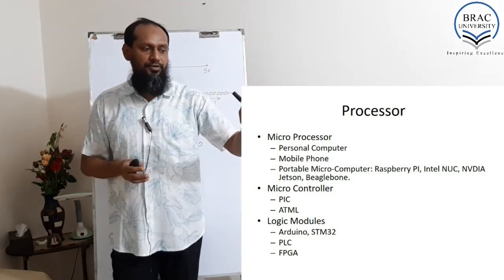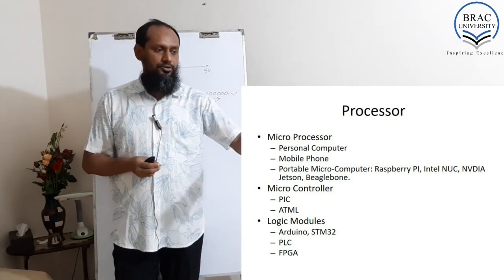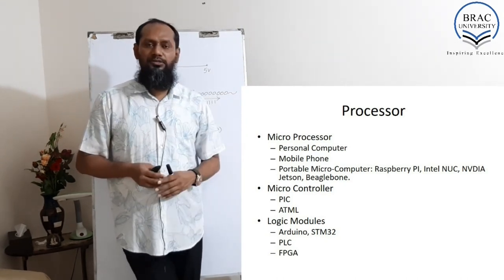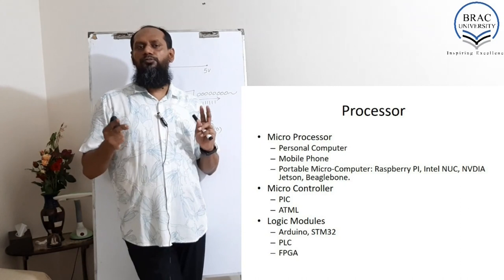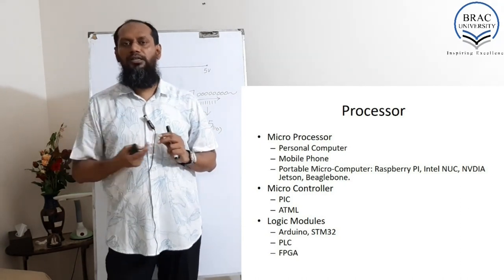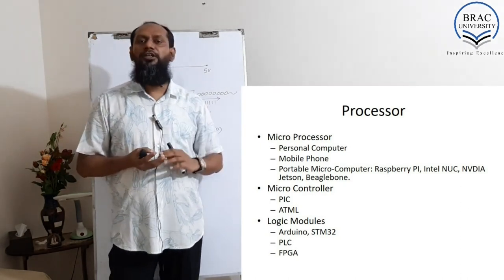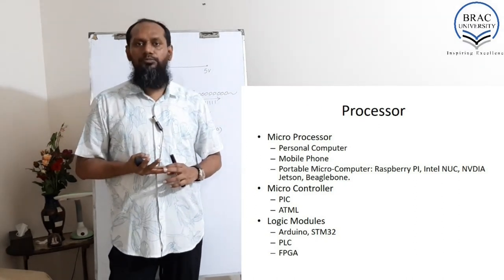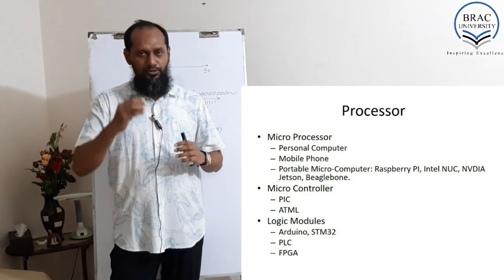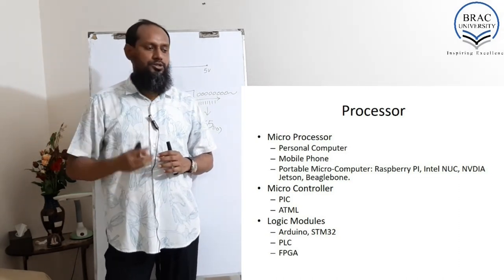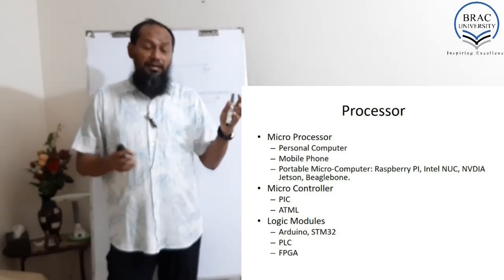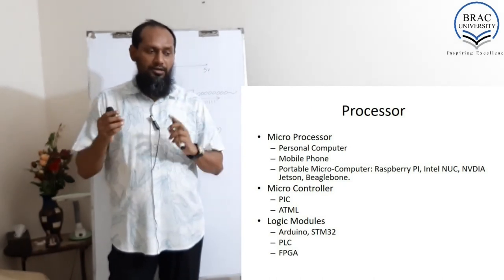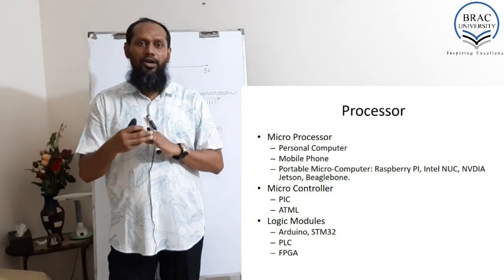Okay, so we can have different types of microprocessor, and also microcontrollers. So actually in the current world, there are two types of microcontroller, like two companies. One company is making the PIC series microcontroller, another company is making the Atmel microcontroller. Okay, so just two companies are building two series of computer. And for logic modules, there are a number of logic modules. Okay, but we can consider three ways or three parts.